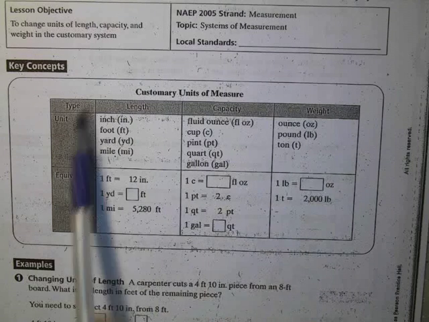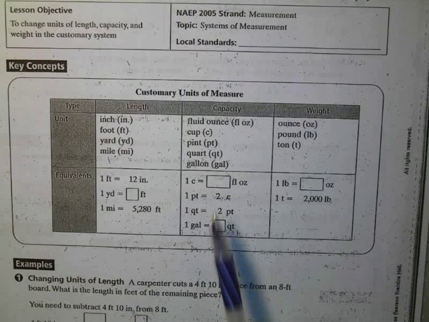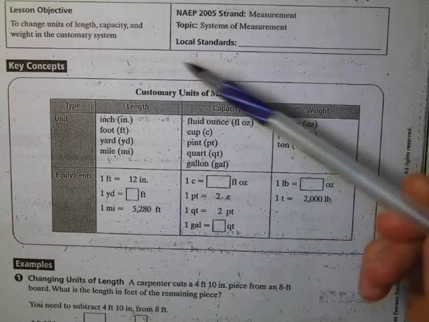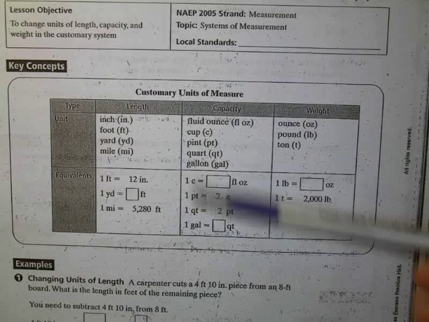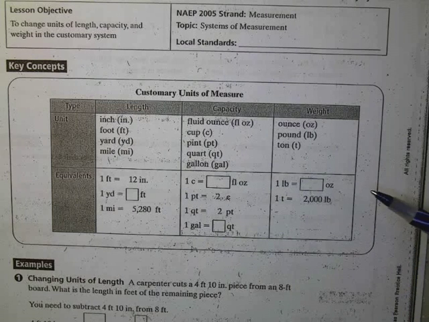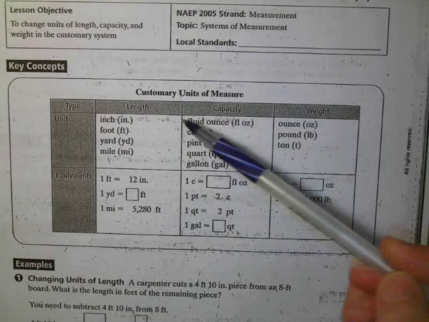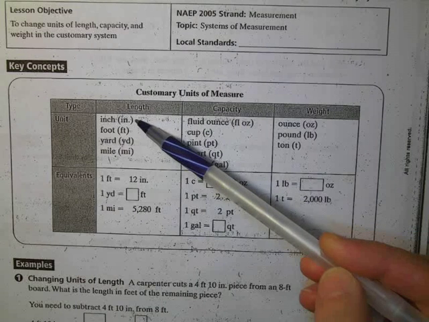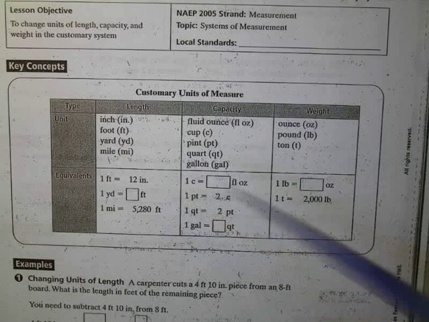Okay, first thing we see here is a table, customary units of measure. I don't absolutely feel that you need to memorize this, but you should be familiar with this table and also know how to use it to find information you might need. Okay, so here are some bits of information. We have length. Length is in inches, feet, yards, and miles.